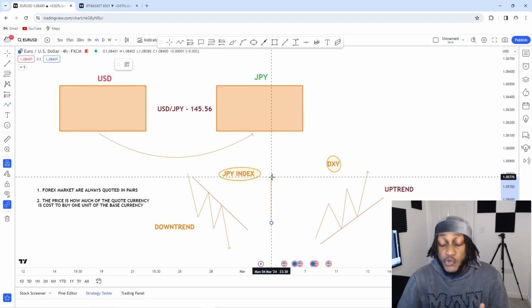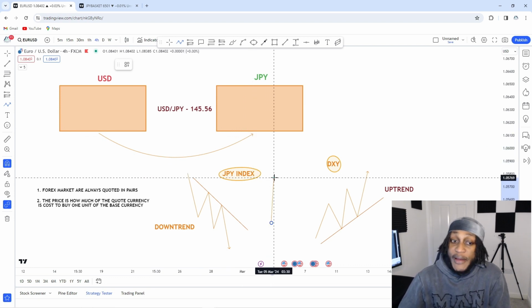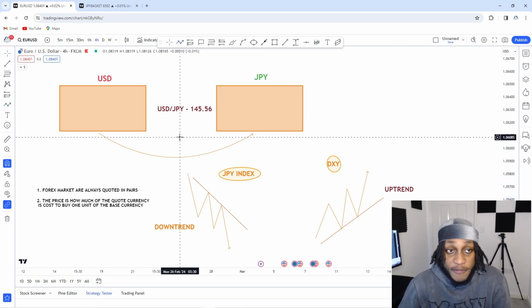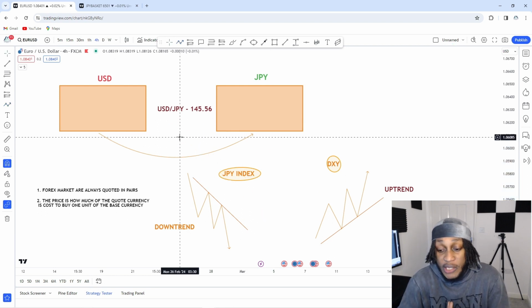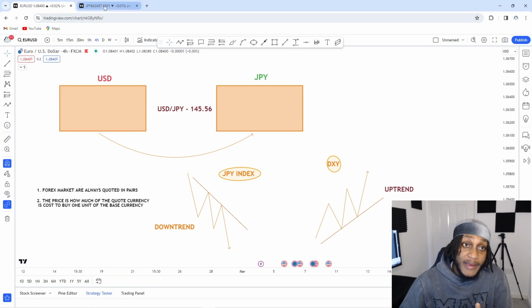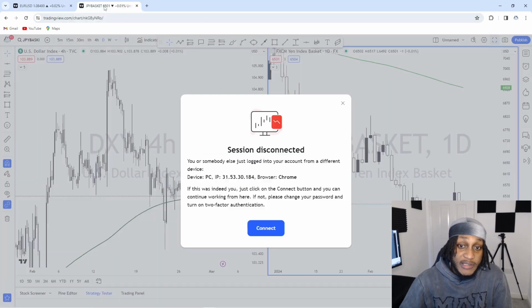For you to get your entry point, to enter the market, that's based on your strategy, because I don't know how you guys trade. I don't understand your trading style, so it all depends on how you trade. That's our first confirmation. Now we're going to go to the charts and have a look at the US dollar and the JPY index. So let's go straight to the charts.